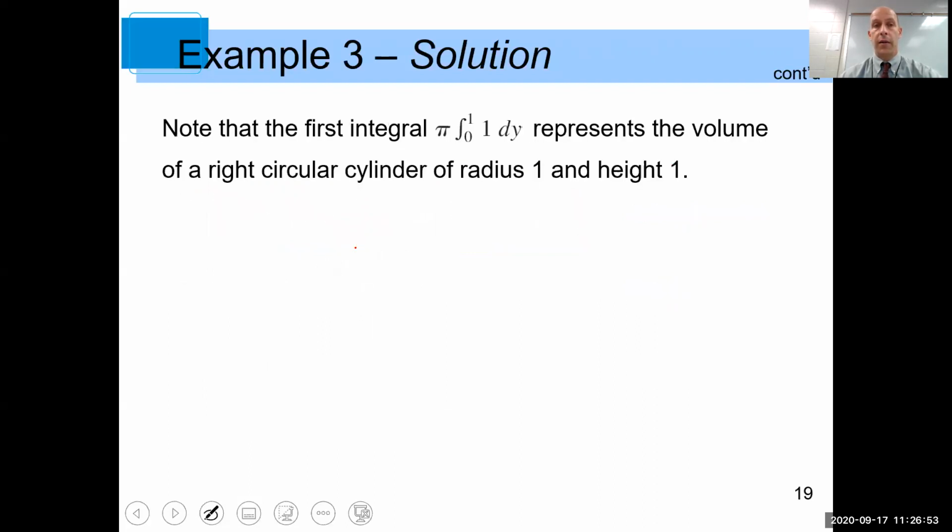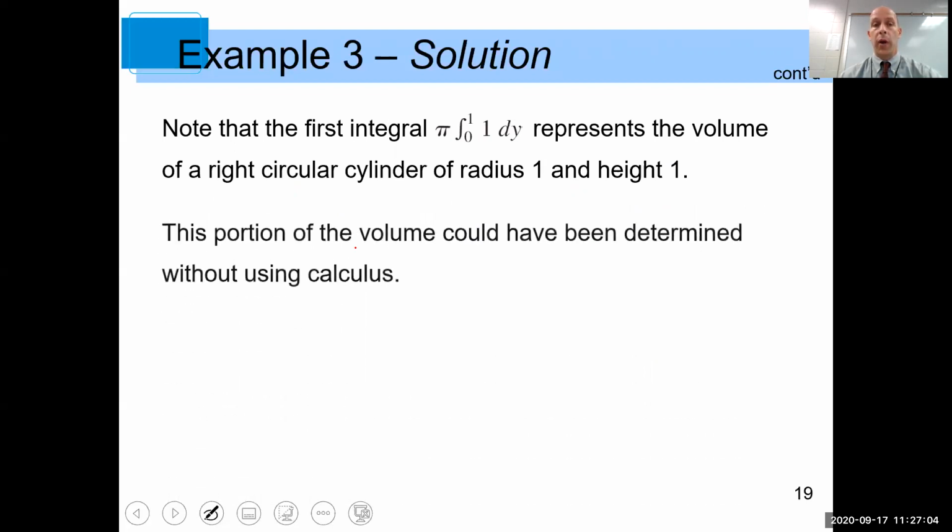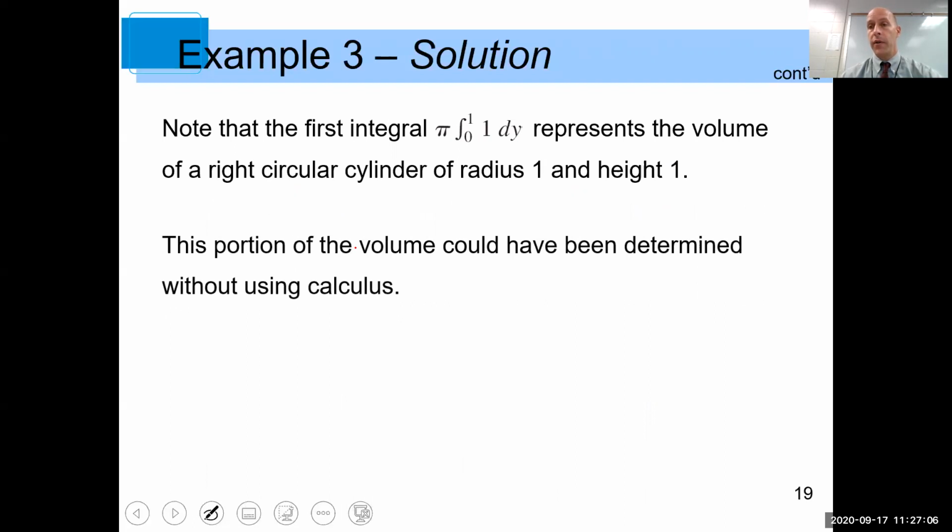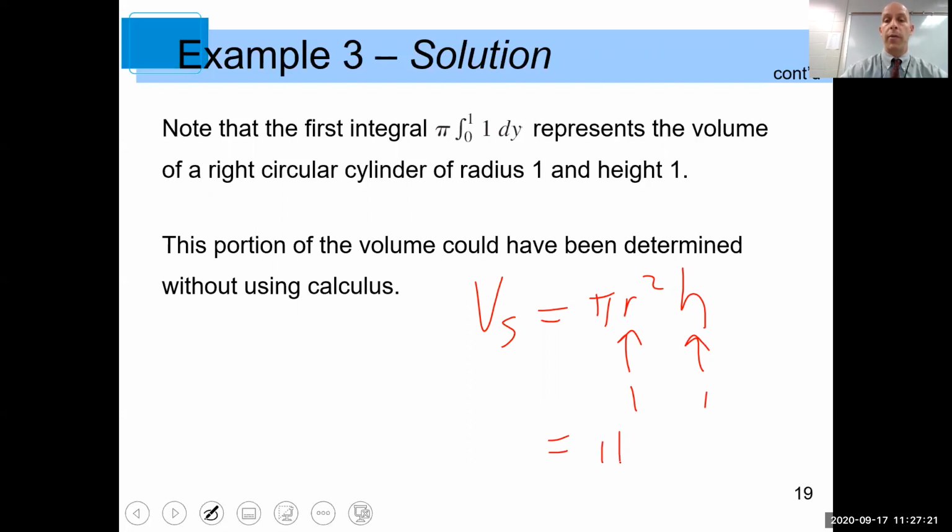So that would be the exact volume of that solid. Note that this first integral, from 0 to 1 dy, represents the volume of a right circular cylinder with a radius of 1 and a height of 1. We could have done that without calculus, right? So what is the volume of a cylinder? Just to remind you, I'll call it V sub s. That is pi r squared h. Well, in this case, the radius was 1, the height is 1, so that volume would have just been pi. So that's where the pi comes from.